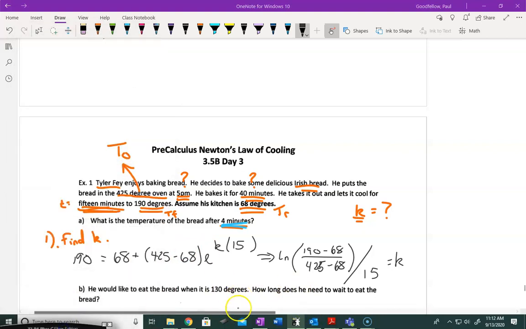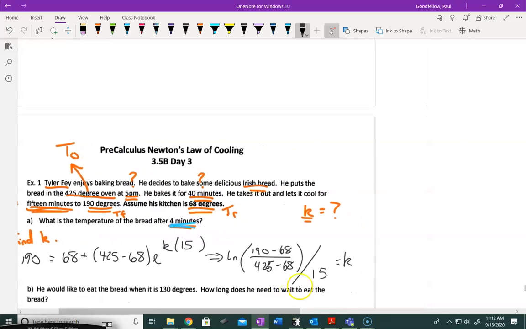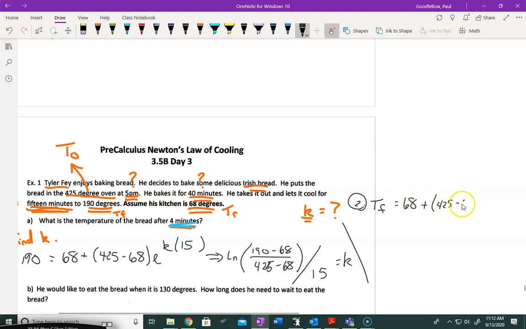Now, second question. What is the temperature going to be 4 minutes from now? That question was only to find the k value. Here comes part 2. Part 2 asks what's going to happen at 4 minutes. Well, what's the final temperature going to end up being? Because we don't know what it is. That's the temperature of the bread after 4 minutes. But now we've got to go to the other parts. 68 plus 425 minus 68 e to the k, but the time is going to be 4 minutes.